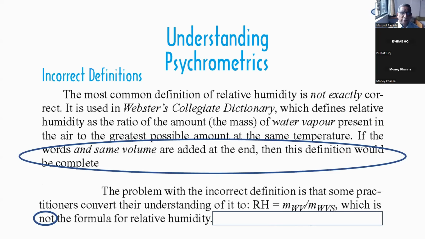The book Understanding Psychrometrics goes further and says that, for example, Webster's dictionary says that relative humidity is the ratio of the amount of water vapor present in the air to the greatest possible amount of moisture at the same temperature. This is not correct, but the Understanding Psychrometrics book says if the words "same volume" are added at the end, then the definition would be complete and scientific.